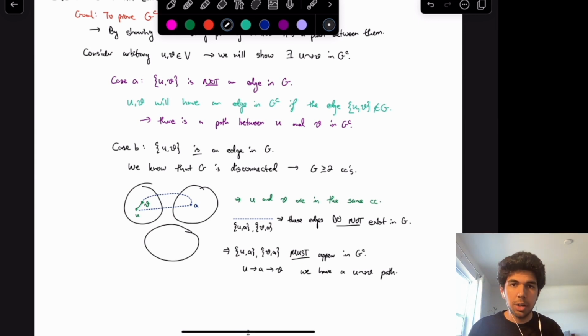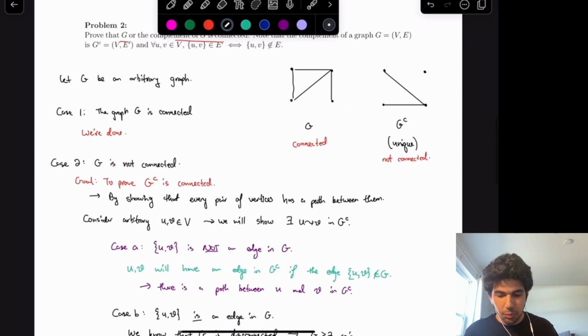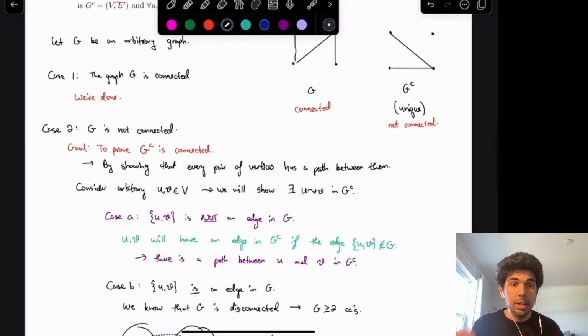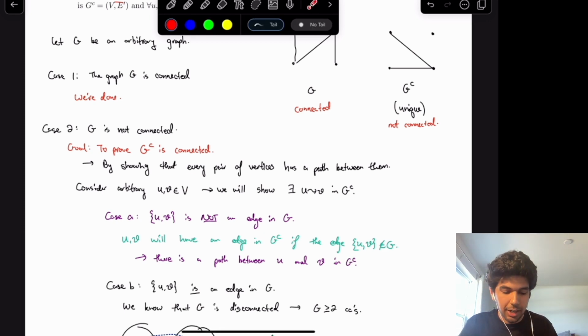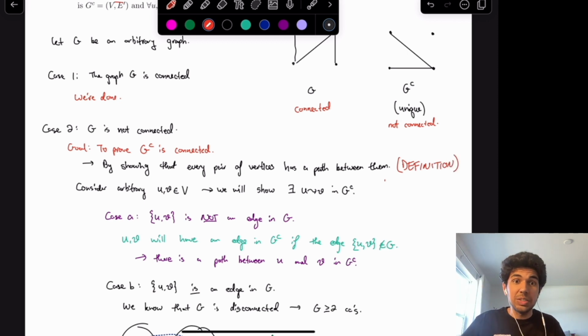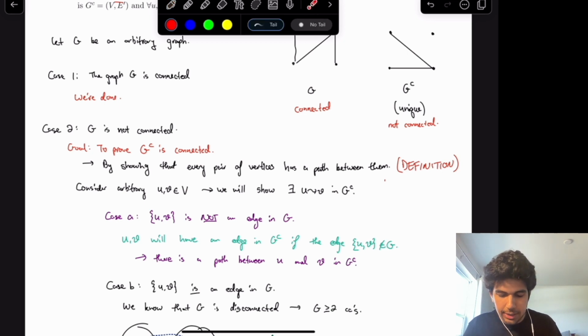I just want to briefly walk you through everything we just did, just to make sure it makes sense. So we started with our graph. If it's connected, we're good, we're done. We're absolutely done. If it's not connected, then we have to show that its complement is connected. To show connectivity, we will consider every pair of vertices in the graph and show that there's a path between them. This is the definition of connected. Remember, proofs are all just using definitions. So that's how I came up with that idea.